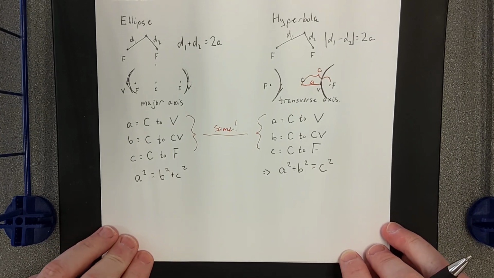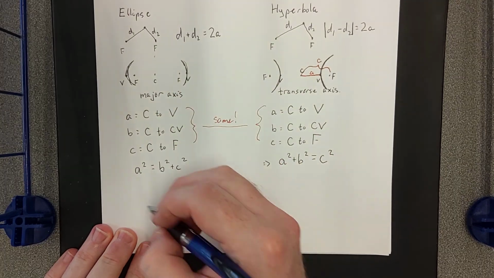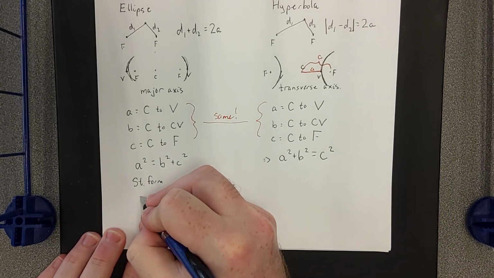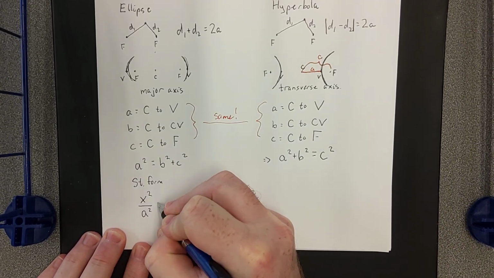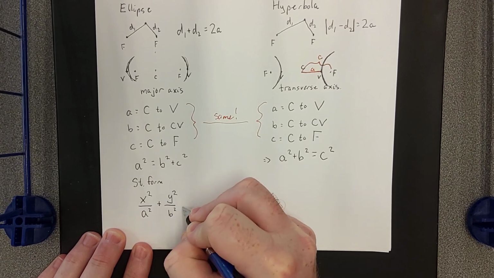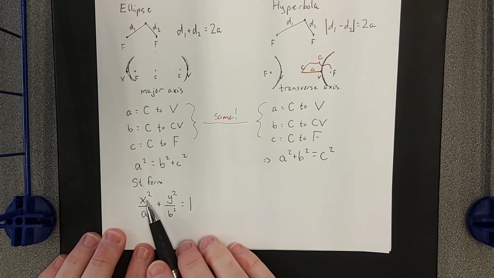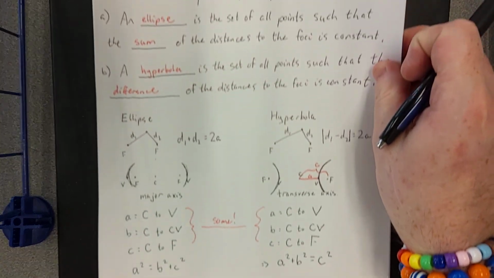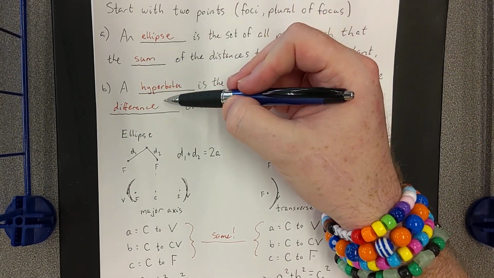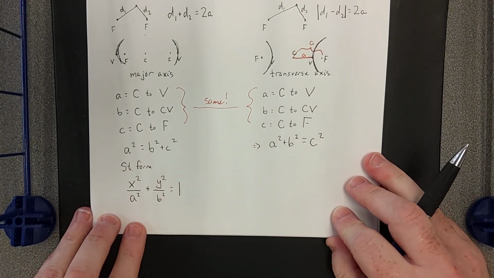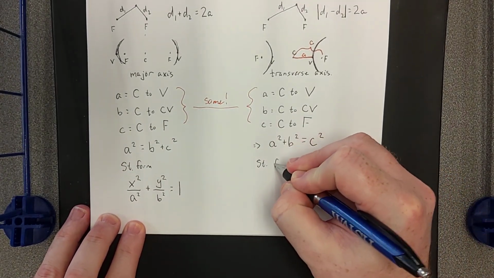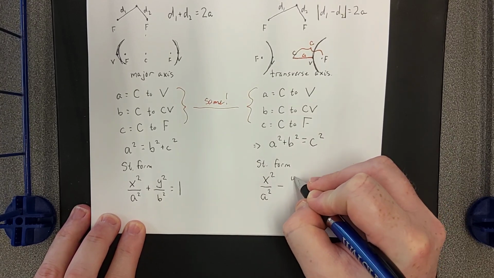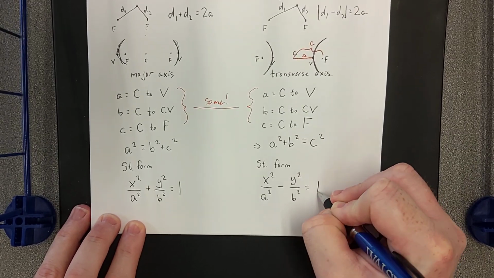Finally, the standard form for the ellipse centered at the origin. So this is for a horizontal major axis centered at the origin. So it was x squared over a squared plus y squared over b squared is equal to 1. As it turns out, because the only thing that we changed in the new definition is changing sum to difference, that's the only change that there will be in standard form of the hyperbola as well. So standard form of the equation of a hyperbola is going to be x squared over a squared, minus y squared over b squared, is equal to 1.